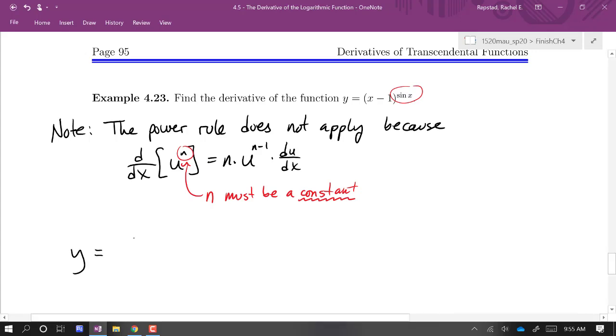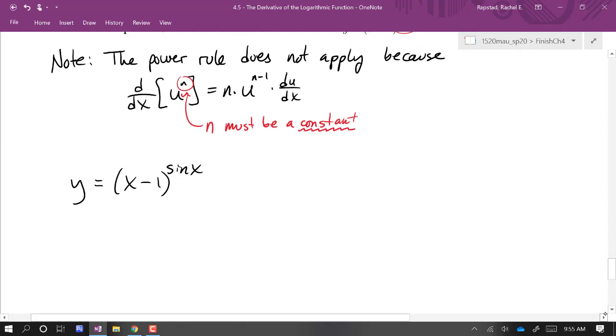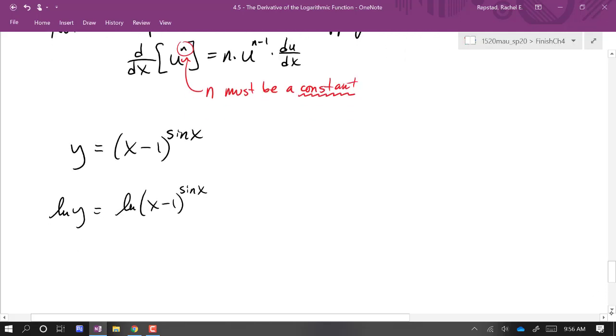Here's our function, y equals x minus 1 to the sine x power. I'm going to take the ln of both sides. The whole reason I'm taking ln of both sides is because I'm going to take this power, sine x, and bring it down as a factor in front.